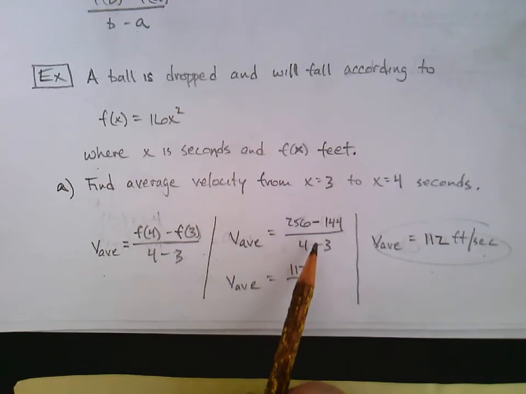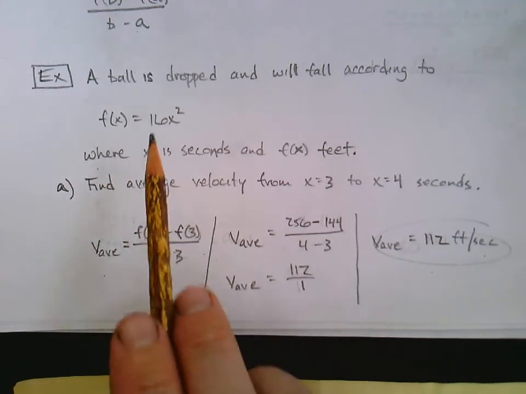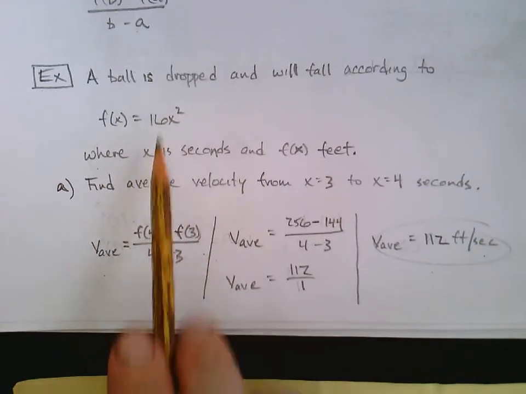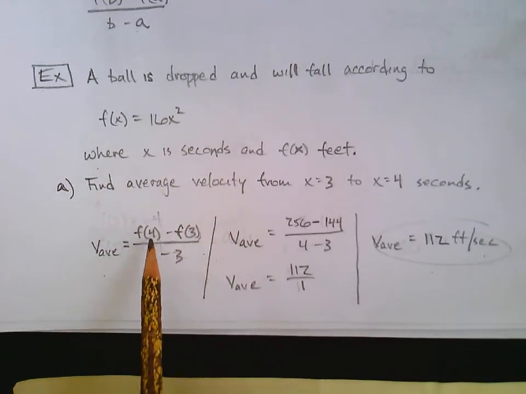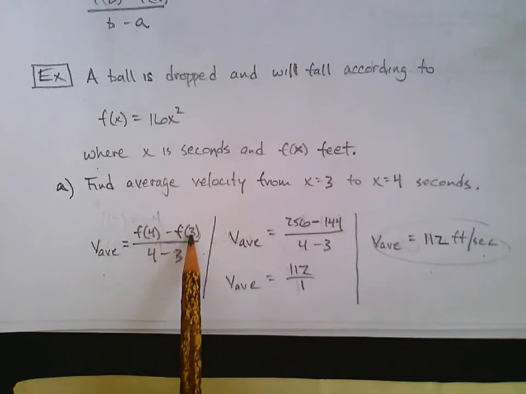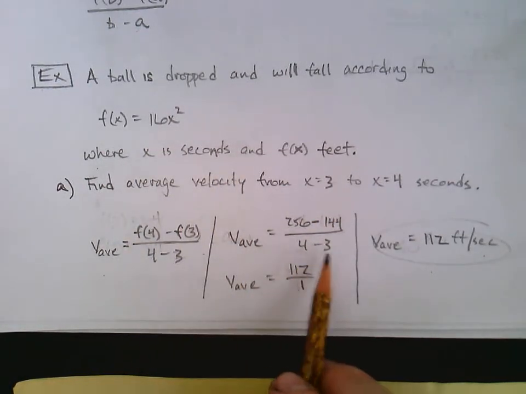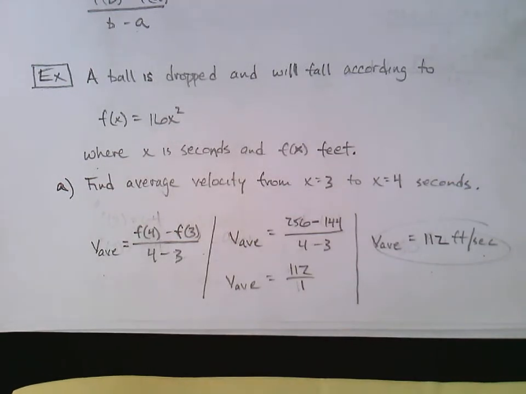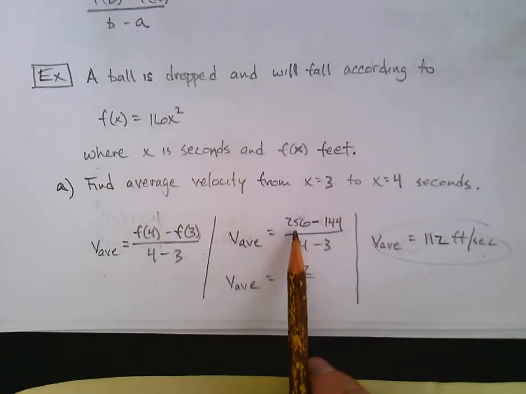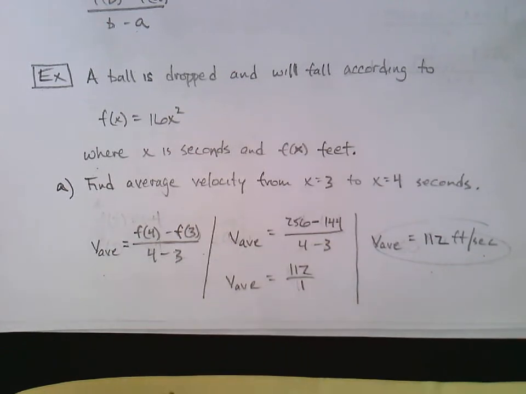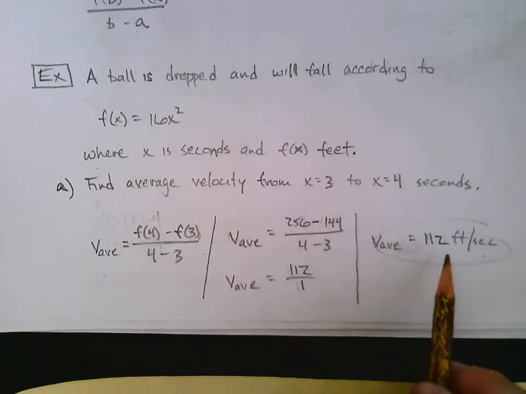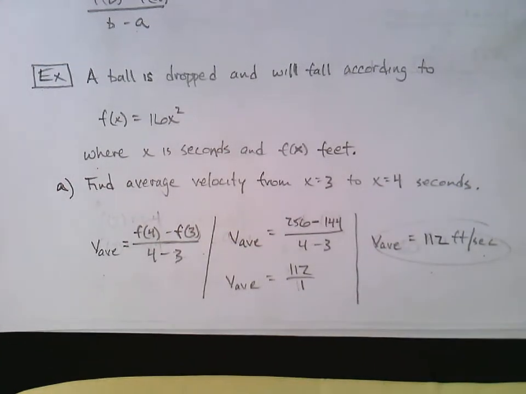And then my next line is right over here. At this point, I'm plugging those numbers in for the function values. So 16 times 4 squared would give you 256. 16 times 3 squared would give you 144. And it's over 4 minus 3. Simplifying, 256 minus 144 gives you 112 over 1, so 112. The average velocity is 112 feet per second. And that is really moving fast.